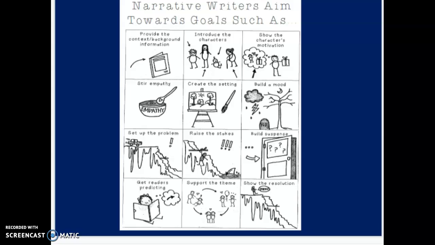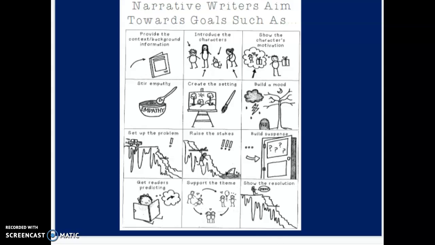So this first chart is called Narrative Writers Aim Towards Goals Such As. Go ahead and pause the video so that you have a chance to really look at some of those things that narrative writers do. Now that you've reviewed the chart, really think about our lesson from yesterday, how we looked back at the first scene from Home of the Brave. We know there that Applegate was trying to create a setting. We know that she chose to put Keck in a snowy place. It really seemed like she was trying to show us how scared and confused Keck was. Maybe she even wanted us to empathize with him so that we could understand or share his feelings.